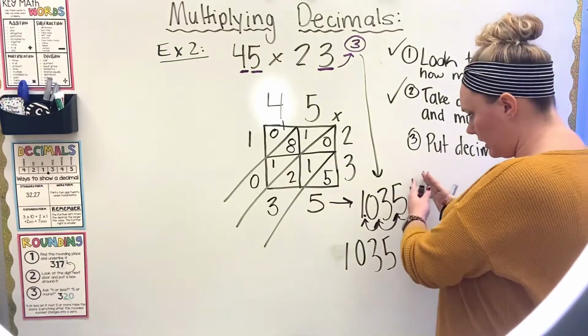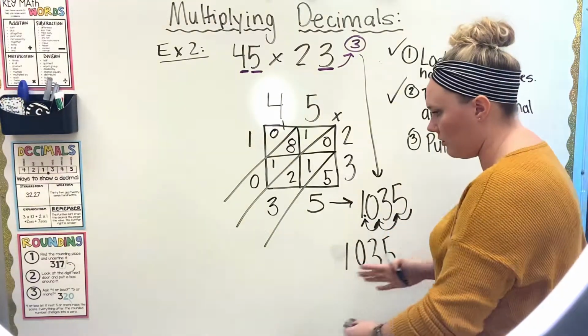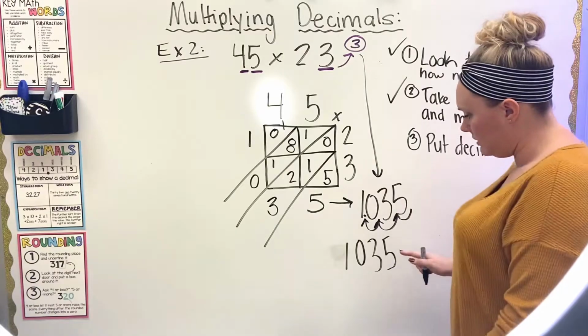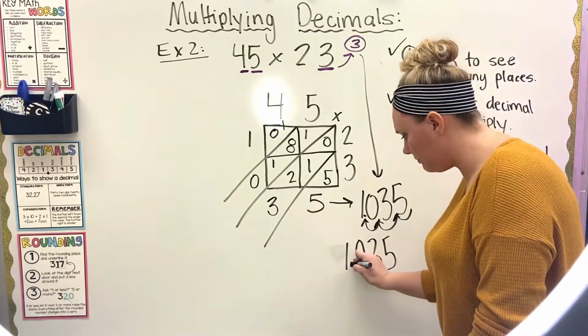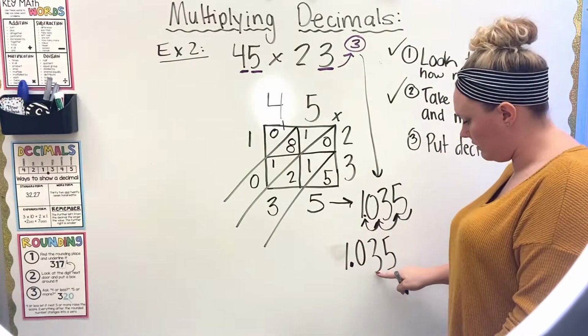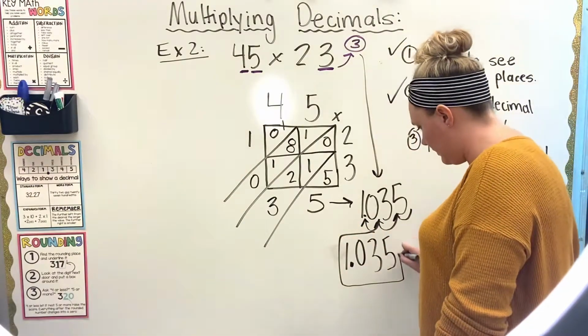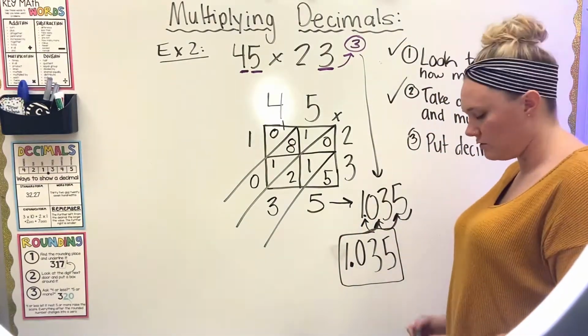Notice I'm always starting at the back when I jump. So I'm always jumping this way. I always start at the back. So my decimal is right here. So I have 1 and 35 thousandths. That should be my final answer.